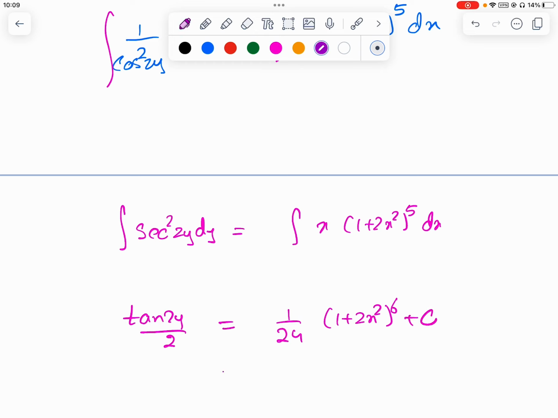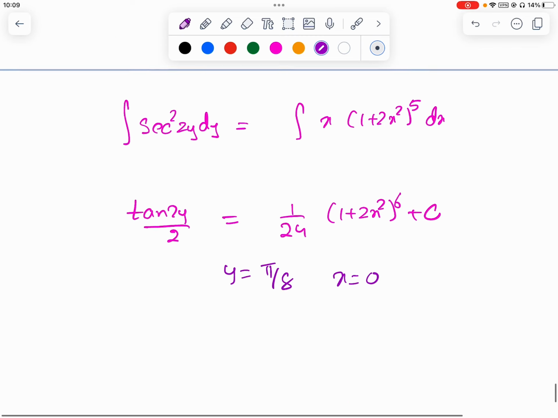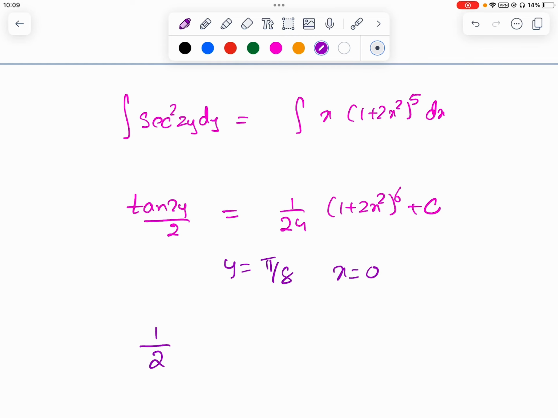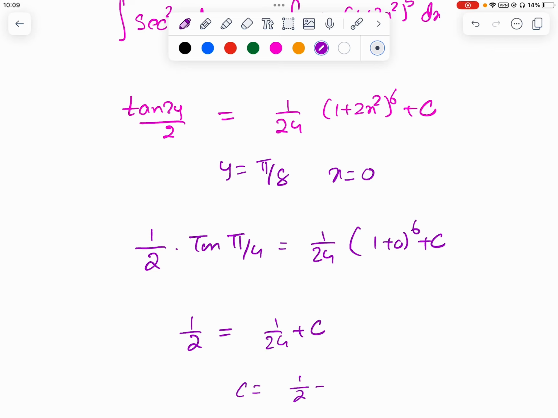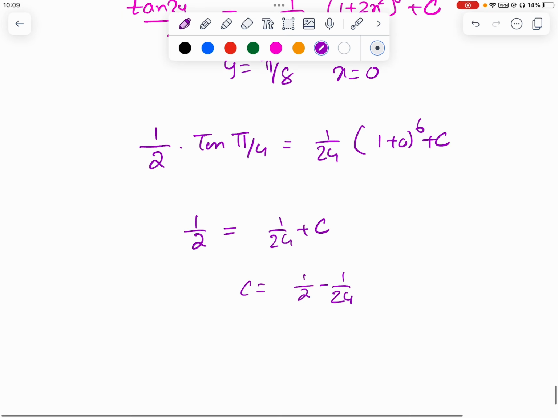But what are the values of y given? Y equals pi upon 8 and x equals 0. So this will become 1 upon 2 times tan 2 times pi by 8, which is pi by 4, equals 1 upon 24 times 1 plus 0 whole to the power of 6 plus c. So 1 upon 2 tan pi by 4 is 1, equals 1 upon 24 plus c. C equals 1 upon 2 minus 1 upon 24. So c equals 11 upon 24.